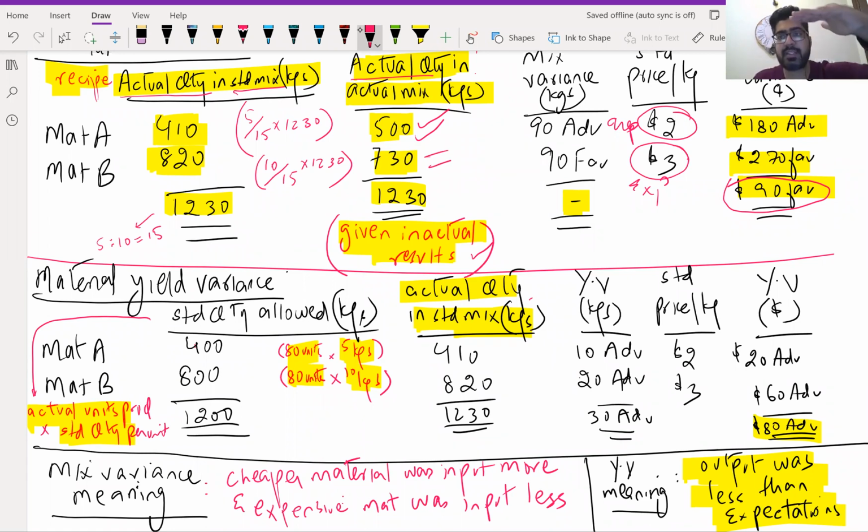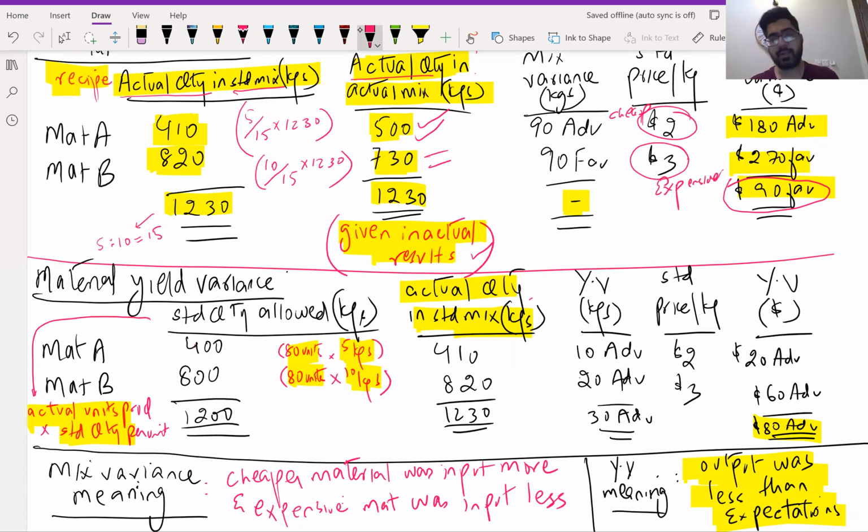So when cheaper is entered more and expensive is entered less, cheaper more, expensive less, cheaper more, expensive less. So less expensive means favorable, more cheaper means favorable. However, it could be adverse. Maybe in the next question, I will prove that it will be vice versa. But don't write the statement at the moment for the other issue as well.